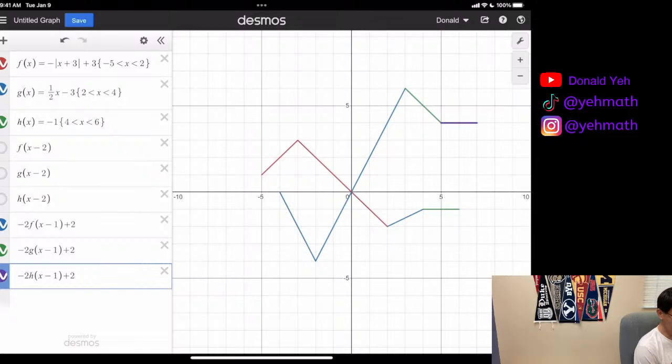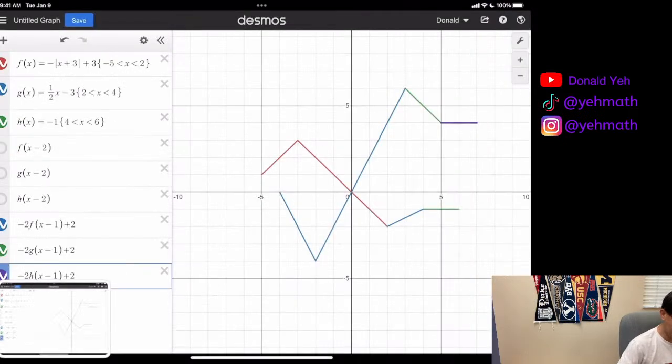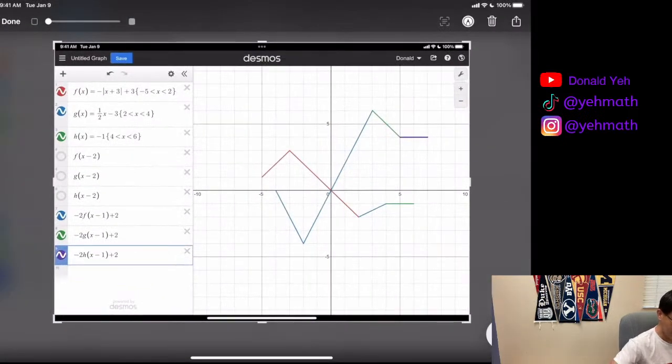I'm going to show you how I transform this graph. So I'm going to take this graph, right? A lot of people say, how do I do it by hand? So this original graph, I am going to follow order of operations, because transformations still follow order of operations. And I just got to do one point. If I do one point, I can do all the points.